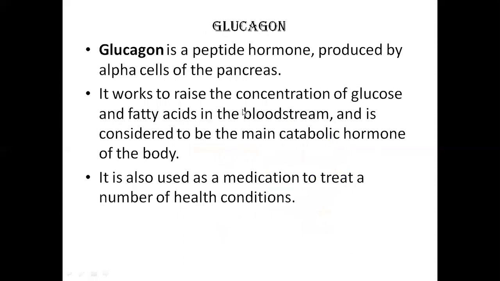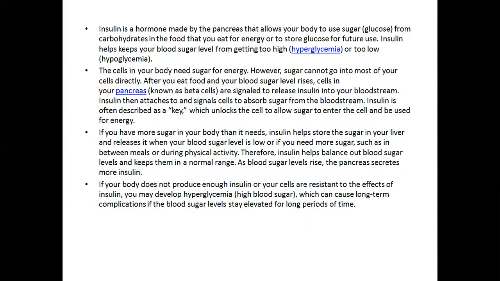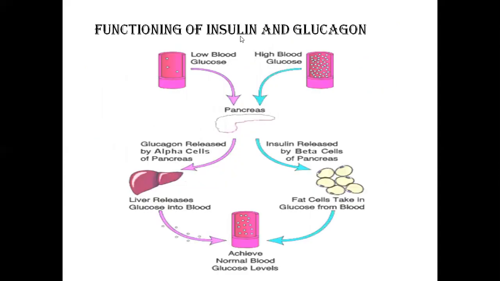Glucagon works to raise the concentration of glucose and fatty acids in the bloodstream and is considered to be the main catabolic hormone of the body. It is also used as a medication to treat a number of health conditions, which we'll not be discussing since it's not a part of your syllabus. To make this very clear, let us have this diagram.